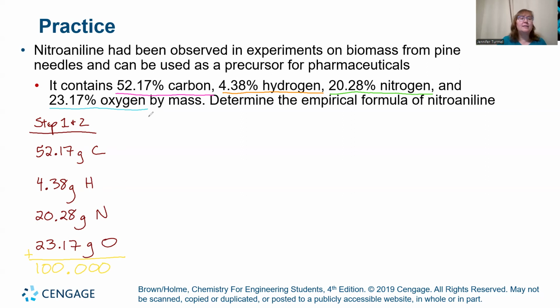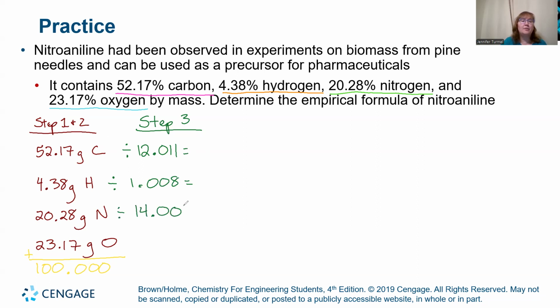Now our step 3 is to divide by the molar mass in order to find the number of moles. So for carbon, we're dividing by 12.011. For hydrogen, we're dividing by 1.008. And again, I'm getting these from the periodic table. For nitrogen, we're going to divide by 14.007, and for oxygen, we're going to divide by 15.99. And if you're wondering why I can do that so quickly, it's because I have probably half the periodic table memorized by now.